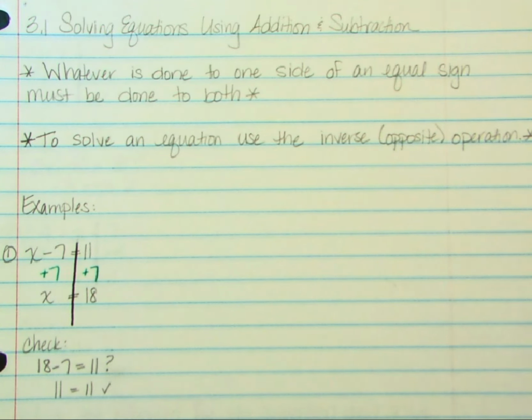So if we look at example number 1, we have x minus 7 equals 11. We're subtracting 7 in the original problem, so we're going to add 7 to both sides in order to solve that. So we get x equals 18. Then we want to check to make sure we did it correctly, so we substitute 18 in place of x. And 18 minus 7 is 11, so it checks correctly.